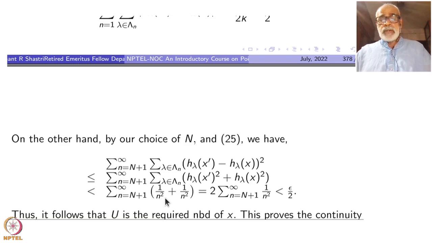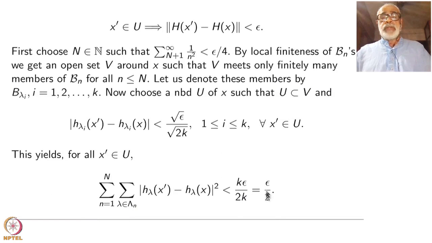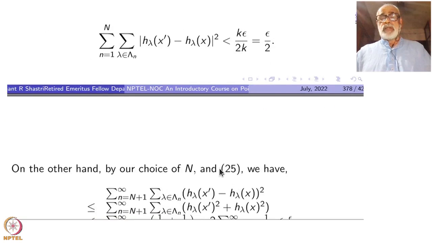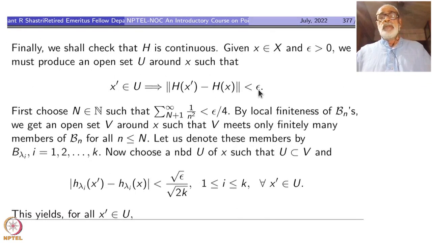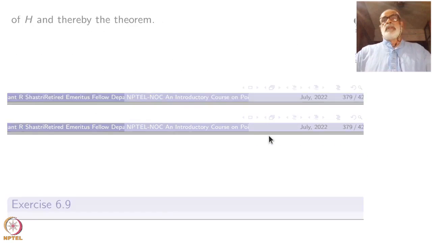If you take the first summation, n going from N plus 1 to infinity, this will be less than 1 by n square by choice. This is also less than 1 by n square, for each x prime and x, this is the property that we have chosen. Okay, so that is twice the summation n plus 1 to infinity of 1 by n square, each of them less than epsilon by 4, so twice that is less than epsilon by 2. Okay, thus it follows that U is the required neighborhood of x. So if you take the sums together, this sum of squares is less than epsilon by 2 plus epsilon by 2, that is epsilon, so instead of showing epsilon, we have shown epsilon square, that doesn't matter. We should have a square root of epsilon, as we started with. Okay, so this proves the continuity of h and thereby the theorem is proved.